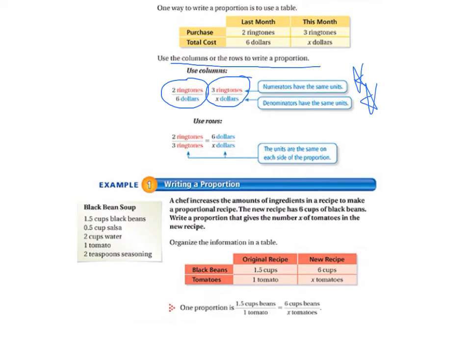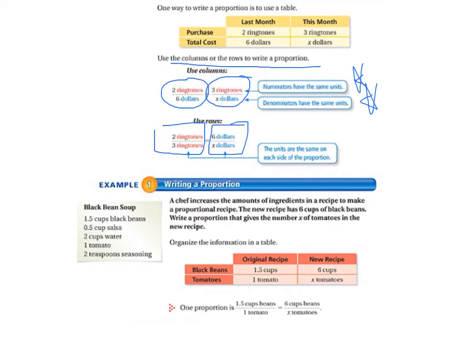Another way you can do it is, if you used the rows to write the proportion, you would have 2 ringtones over 3 ringtones and $6 over X dollars. So the units are the same on each side of the proportion. So there are 2 different ways you can do it depending on what you want to do with your proportion.